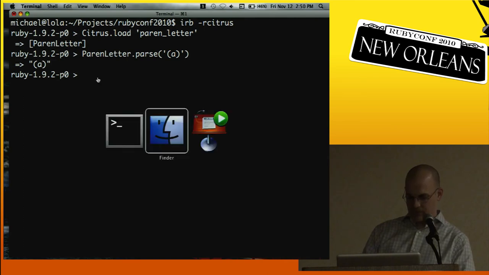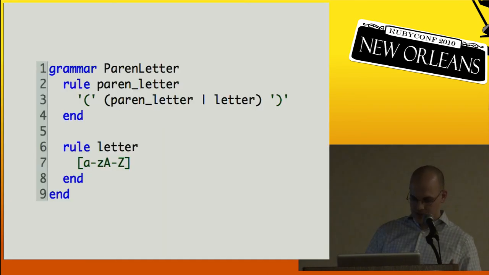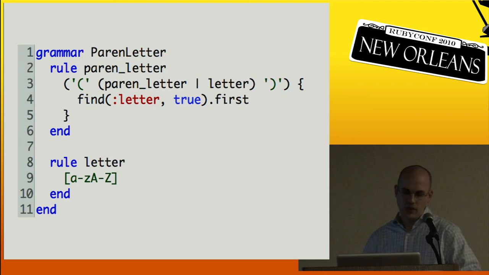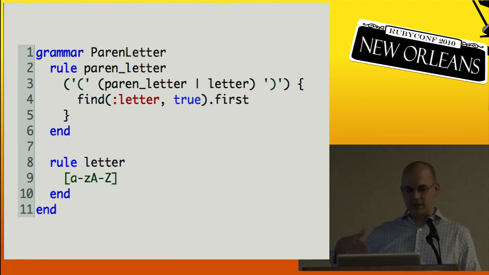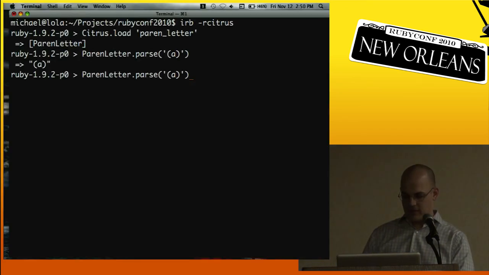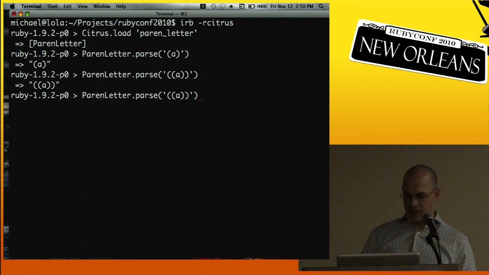Let's head back out here and extend this grammar with some more information. Let's say I want to actually extract the letter from an arbitrarily nested number of parentheses. So I'm going to find the first match that's named letter and return it. Let's head back here. Just to demonstrate that we're doing okay parsing parentheses, we're fine. And then let's say dot value, we should get back the string A.